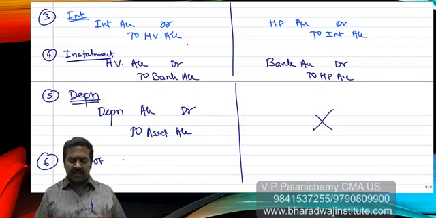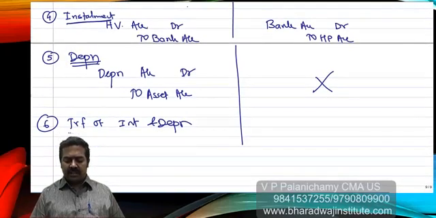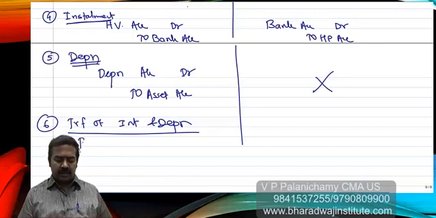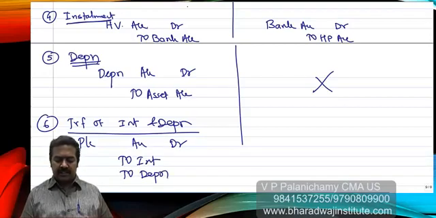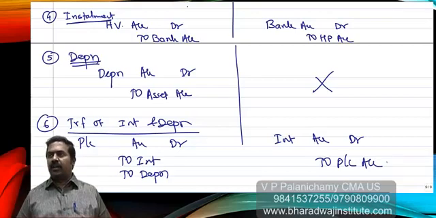Transfer of interest and depreciation. For the purchaser, it is an expense. What entry will you pass? P&L account debit to interest and depreciation. For him, interest only will be transferred. Interest account debit to which account? P&L account. Interest account debit to P&L account.